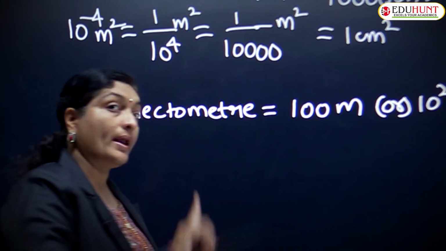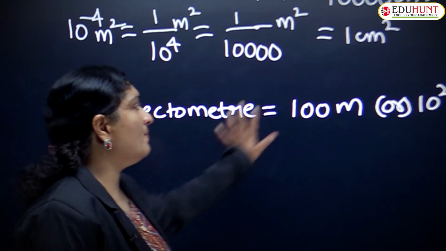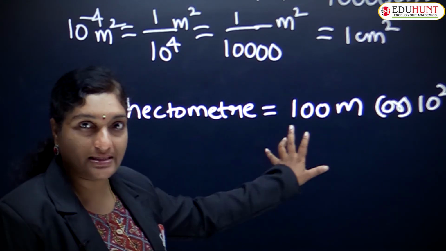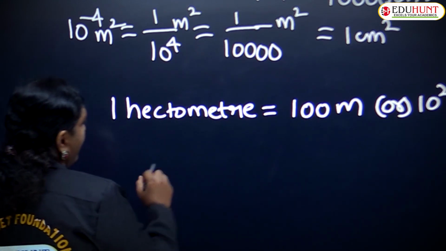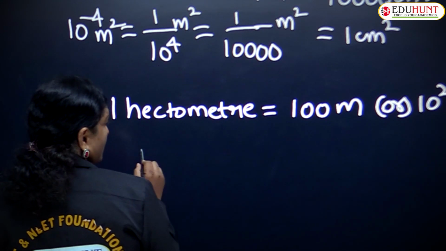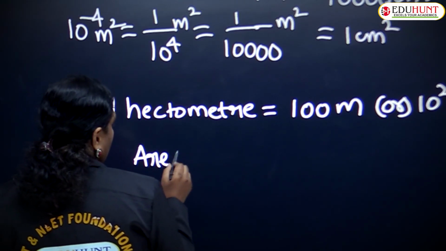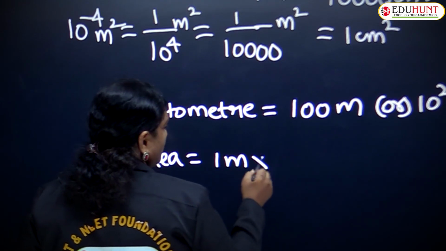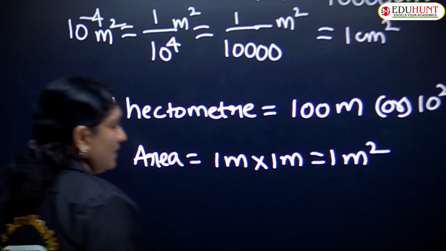Earlier we wrote 1 meter as 100 centimeters. Here, 1 hectometer as 100 meters. Makes a difference. These are multiples, those are submultiples. Now moving ahead, if you want, write area. So area is equal to 1 meter into 1 meter, which is equal to 1 meter square.